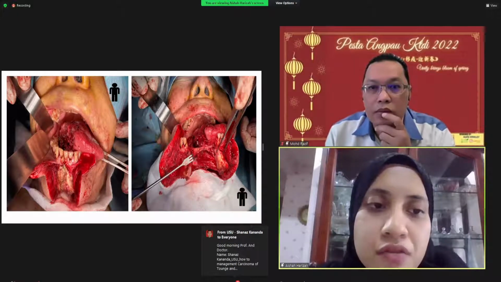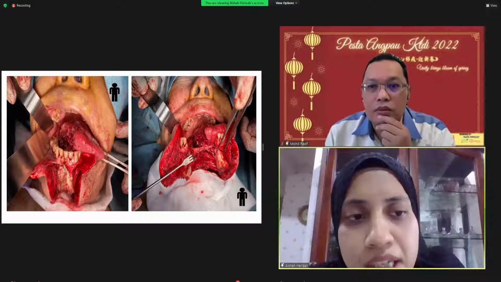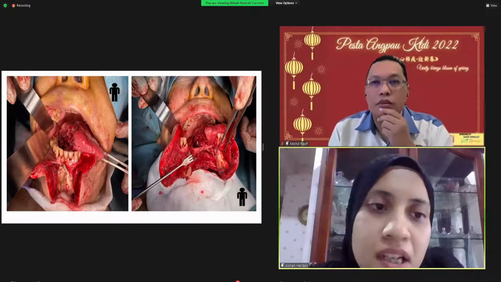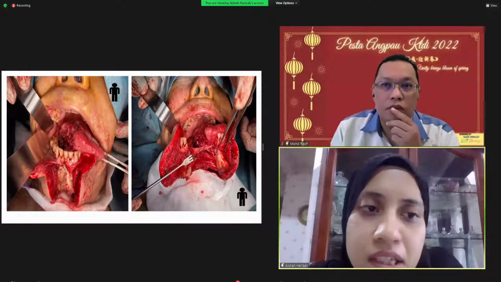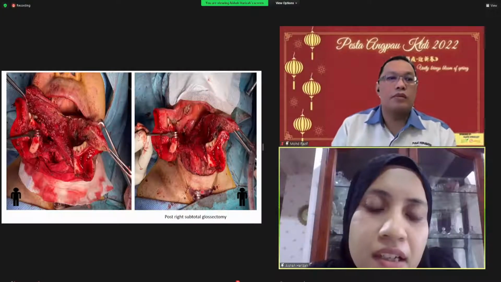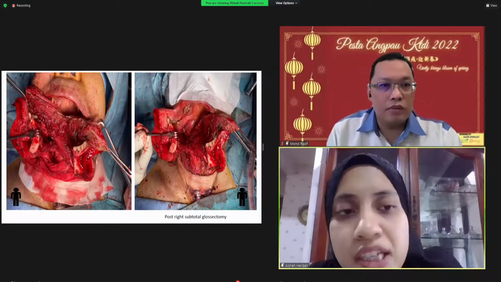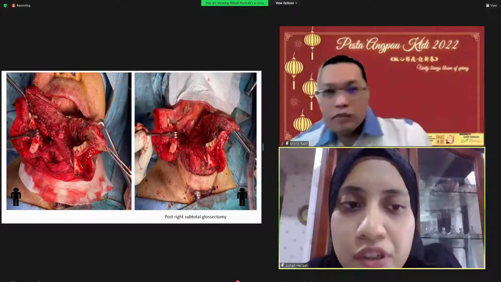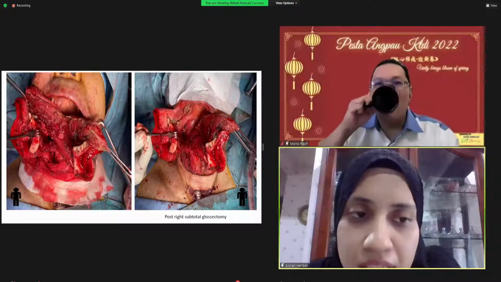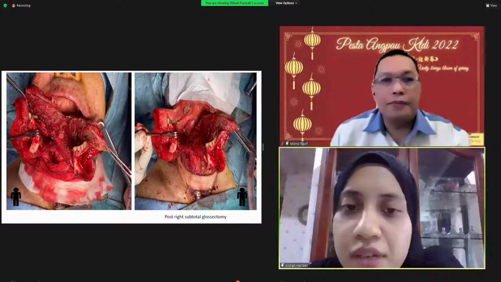Okay, so as you can see, the mandible is already swung open and the oral cavity is entered, whereby we dissected the mylohyoid muscle, and then we continue with the subtotal glossectomy. This is the right side of the tongue that we already incised, and then we took a frozen section, posterior, and then the anterior, lateral border, and also the medial border was sent, and all the margins are negative. Okay, this is the post right subtotal glossectomy that we have done.